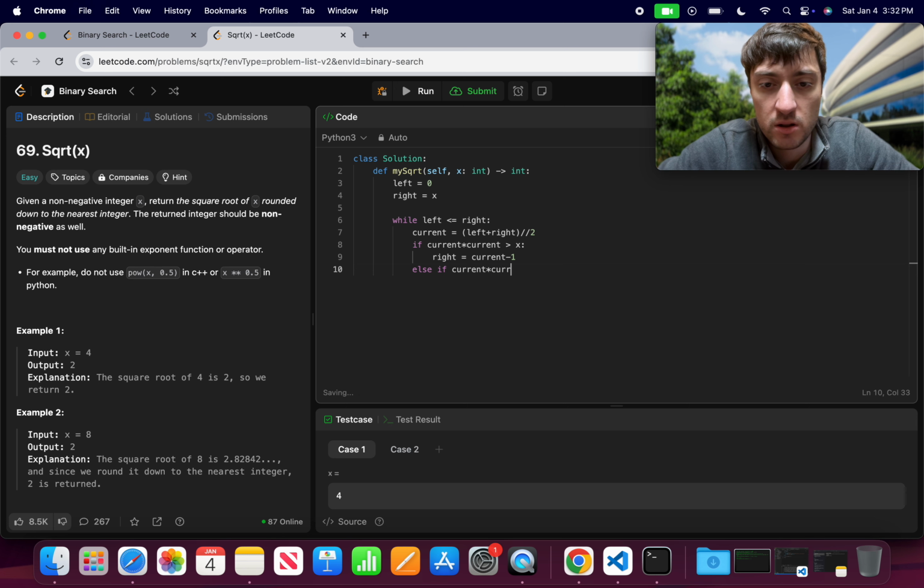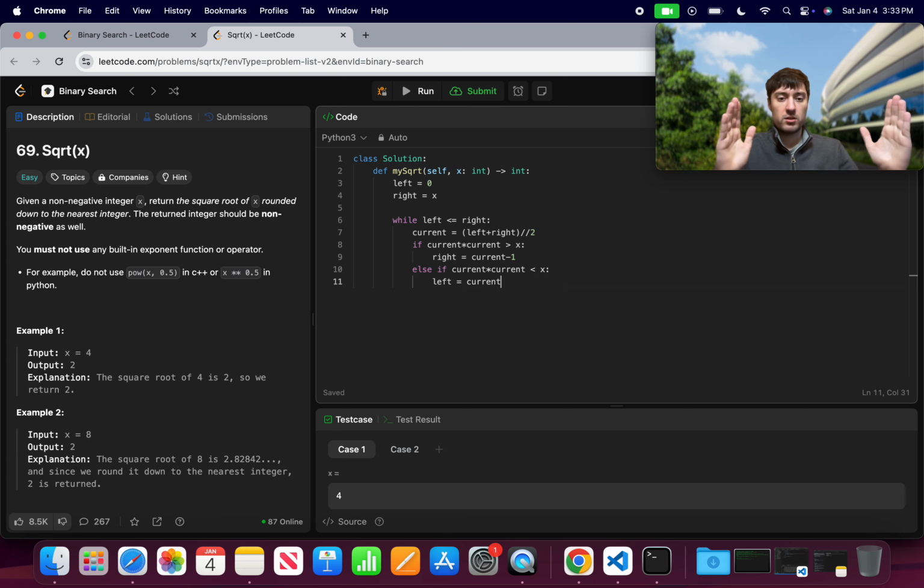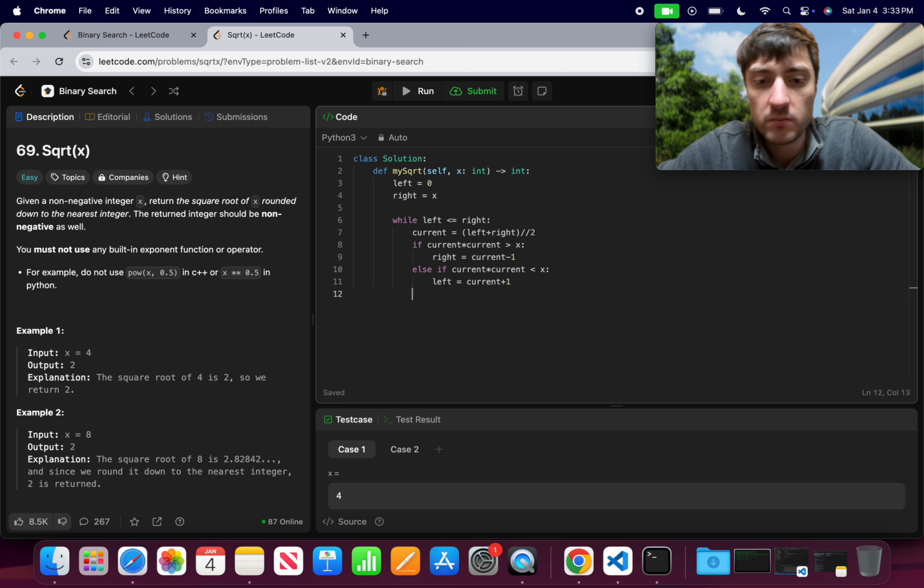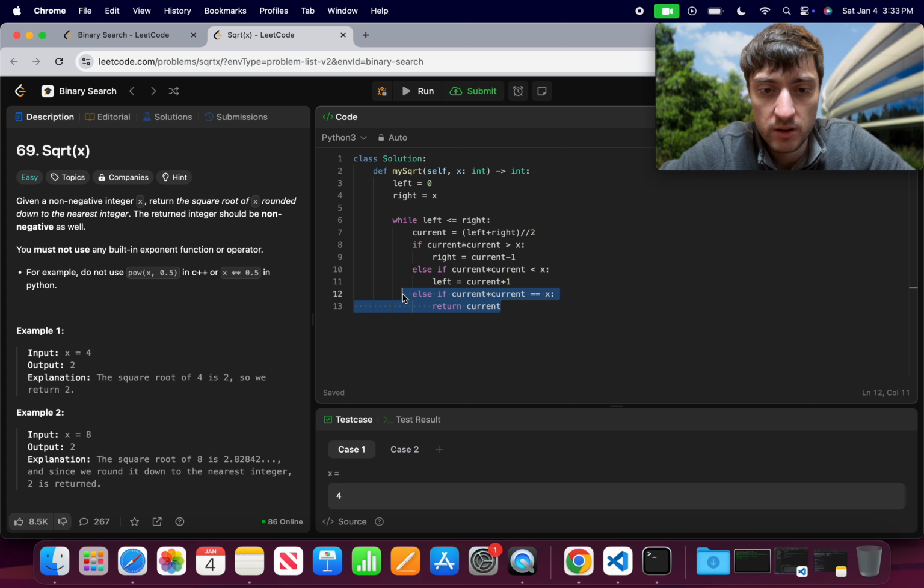Now, else if current times current is less than X, then I want to change left. So left equals current. Current is in the middle, and I already checked current, so I can do current plus 1. Else if current times current is equal to X, this is the case that we return current.